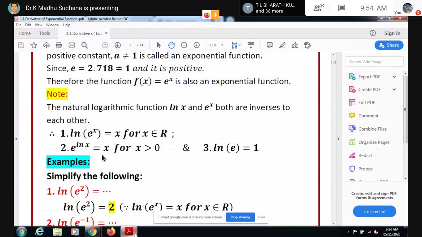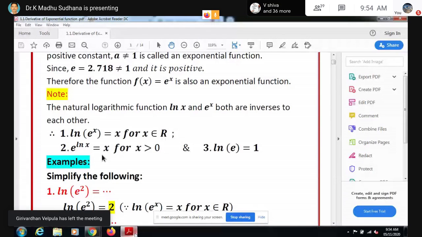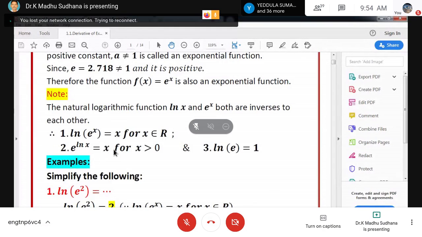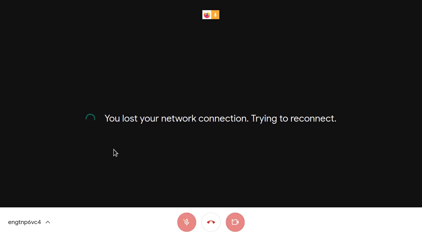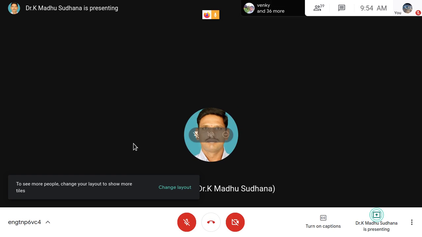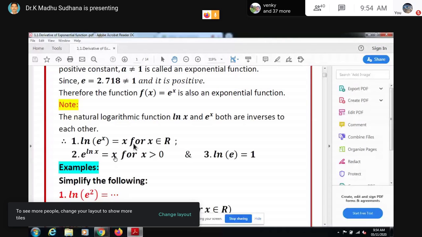Logarithm means log x. Natural logarithm means ln x. ln x and e power x are inverse to each other. Why do we say these two are inverse? If you take the composition of these two, the value you get is equal to x. Therefore, we can say log e power x equal to x, and e power log x equal to x. These two are very important formulas; we use them in many problems.